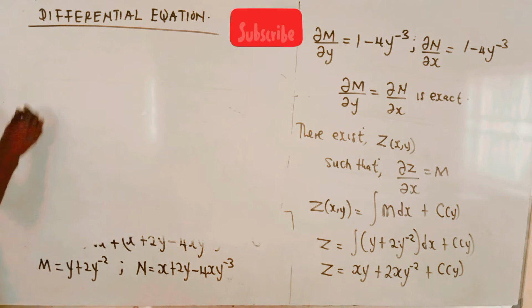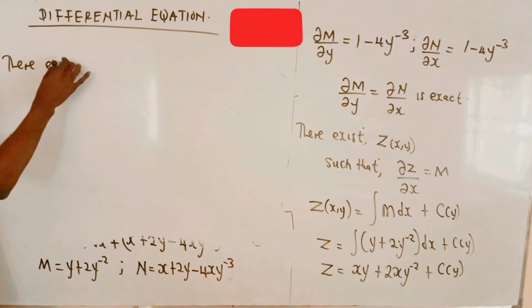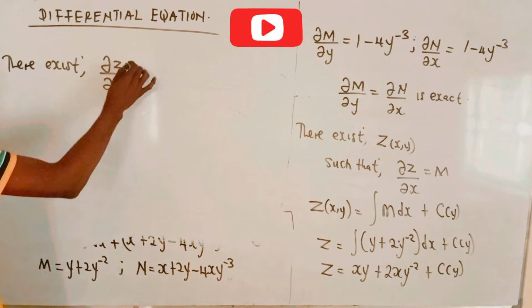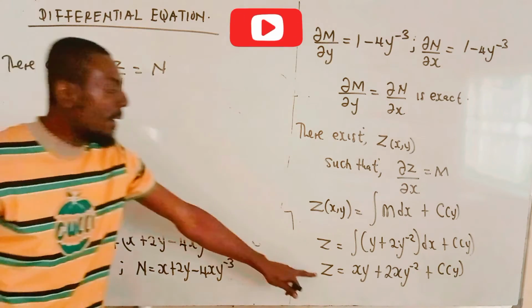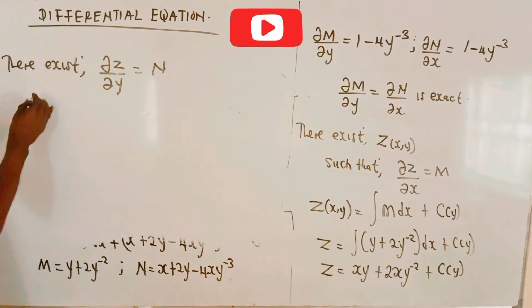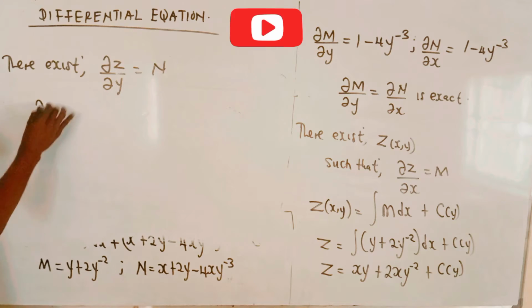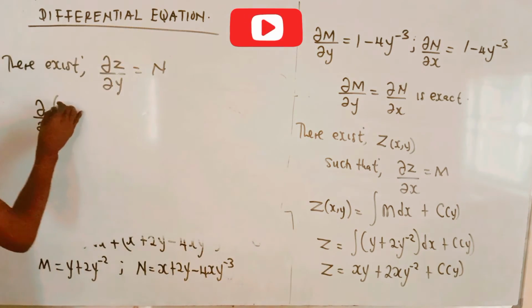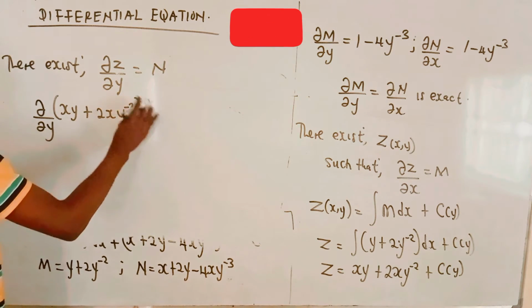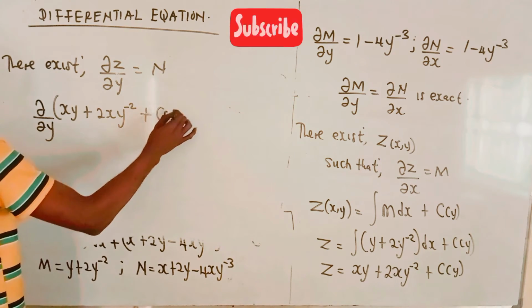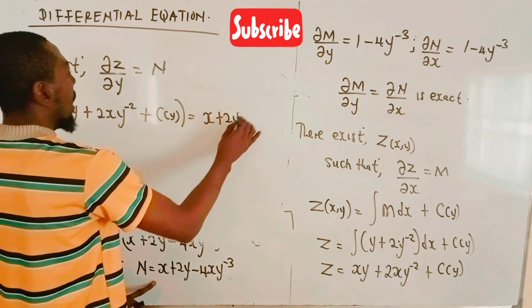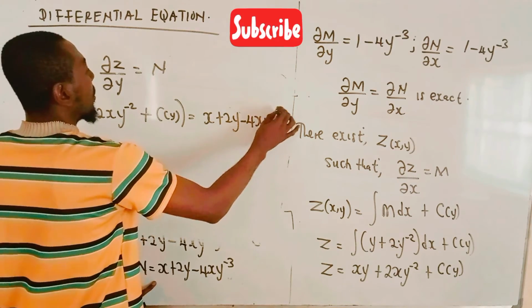All right. So there also exists the partial differentiation of z with respect to y equal to N. So differentiating our function in order to evaluate c of y, where z is equal to this function here, we have the partial differentiation with respect to y: xy plus 2x y to the power minus 2 plus c of y equal to N, and of course N is equal to x plus 2y minus 4x y raised to the power minus 3.